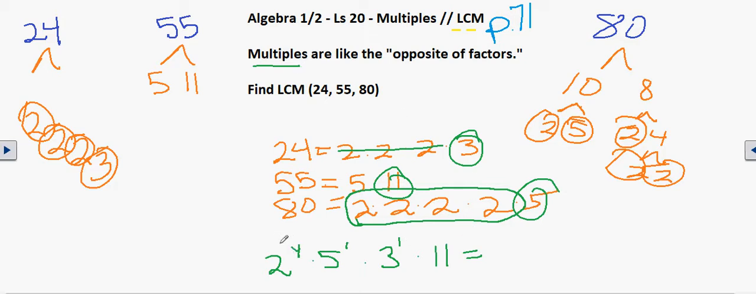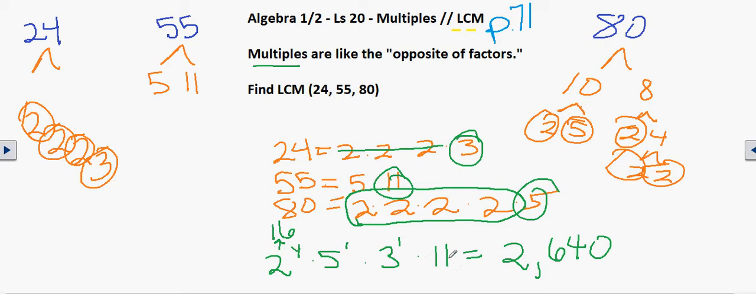When multiplied all together, 2 times itself 4 times. 2 times 2 is 4, times 2 is 8, times 2 is 16, times 5, times 3, times 11. It's going to be a huge number, and look at it, 2,640. If you type that into your calculator, which would be fine. You just need to show this, and this in your work.